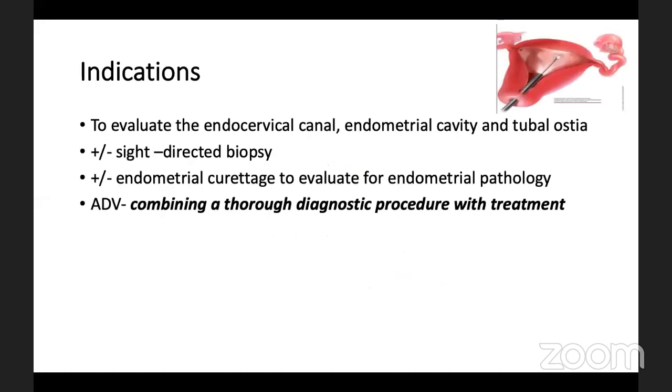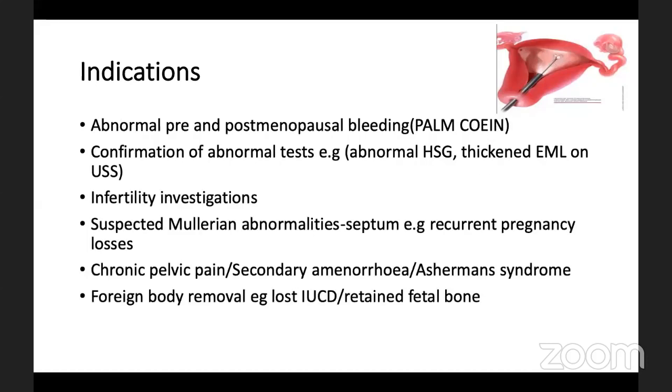So what are the indications for hysteroscopy? Hysteroscopy evaluates the endocervical canal, the endometrial cavity, and the tubal ostia. This can quickly assist you to do a site-directed biopsy or endometrial curettage where we suspect endometrial pathology. The added advantage is that it combines a thorough diagnostic procedure together with treatment, where the surgeon is proficient with the different treatment modalities.